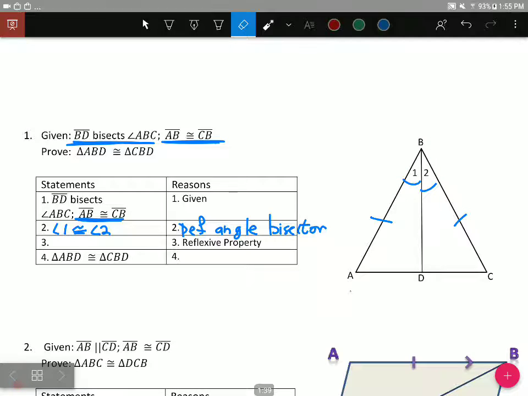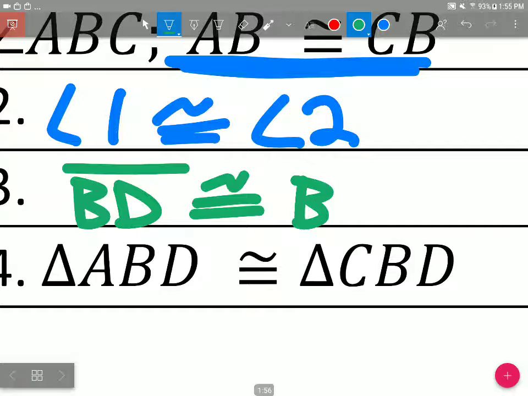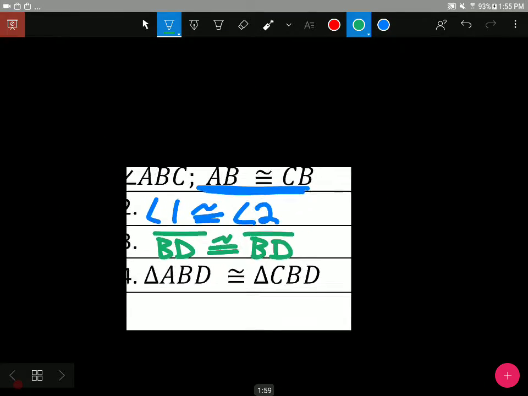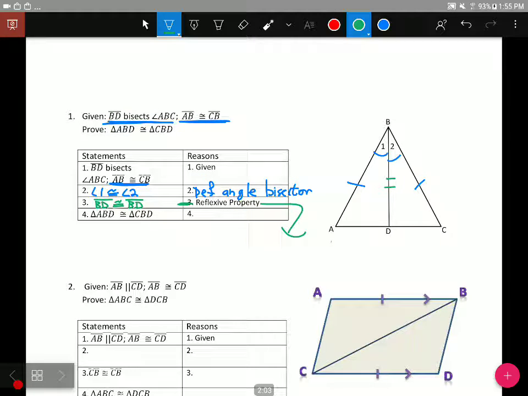The other thing I can mark, oh look, these are on top of each other. So I need to say BD and BD on there, and that goes with my reflexive property. I gotta zoom in again. BD is congruent to BD. And again, the reflexive property, you're gonna have to know that for the test. Essentially, something equals itself is what it means. Now that sounds silly, but that's what it is.